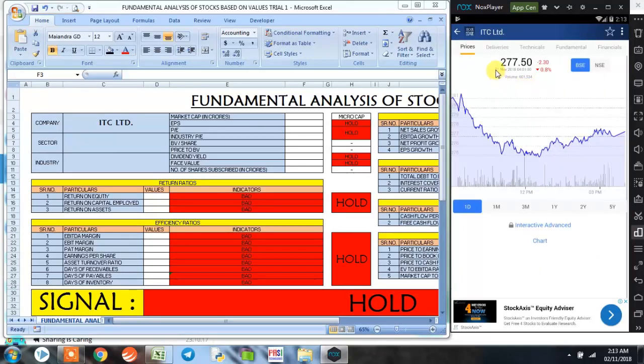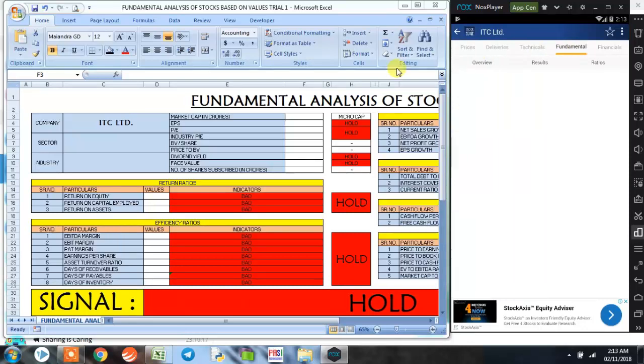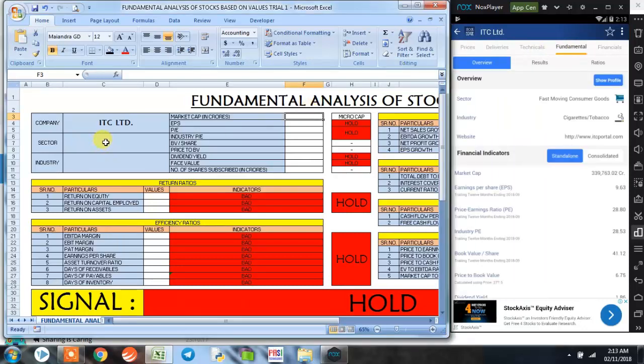We could see here that the last traded price of ITC Limited was 277.50 on 1st of November 2018. Now let's go to the fundamental tab and understand about the sector, industry and the company. So the sector is FMCG, that is fast moving consumer goods. Industry is cigarettes/tobacco. And let's understand about the company.